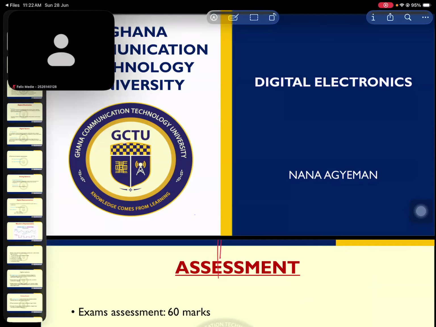So by the end of today's lecture, you should be able to explain what digital electronics is, distinguish between analog and digital quantities, give examples of analog and digital systems, explain why digital systems are widely used, identify some disadvantages of digital systems, and also mention some common logic families such as TTL, CMOS, DTL, and the rest.